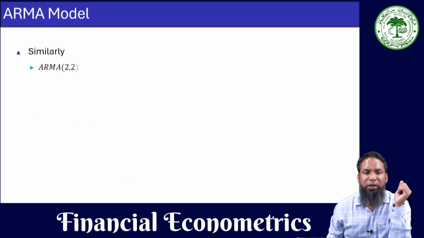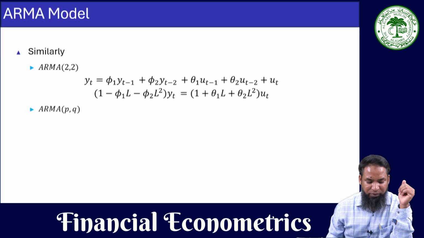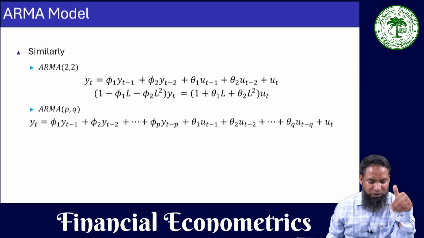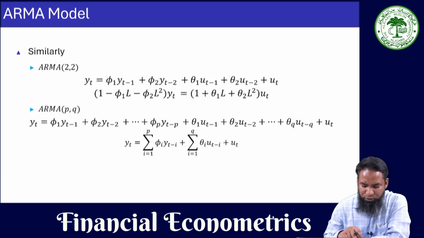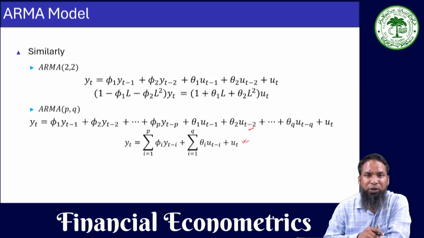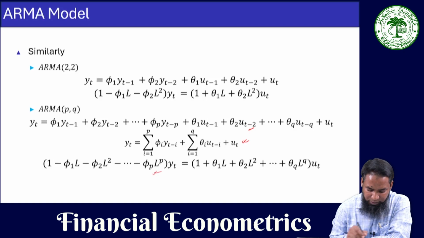Similarly, we can write an ARMA(2,2) model, and similarly we can have an ARMA(P,Q) model in the generalized form. In the generalized form, we can write yt is equal to the sum of phi i yt minus i from i equals 1 to P, plus the sum of theta i ut minus i from i equals 1 to Q, plus ut. This is the concise form of the ARMA(P,Q) model, that is ARMA of order P and Q. And the lag polynomial form we can write like this here.